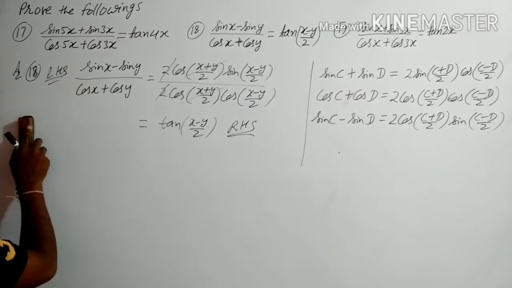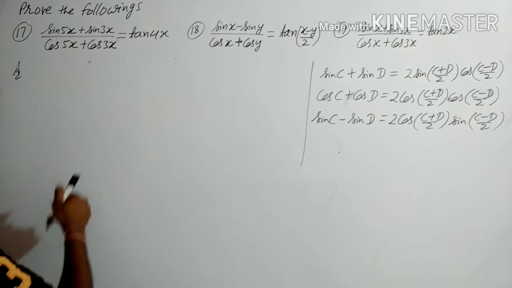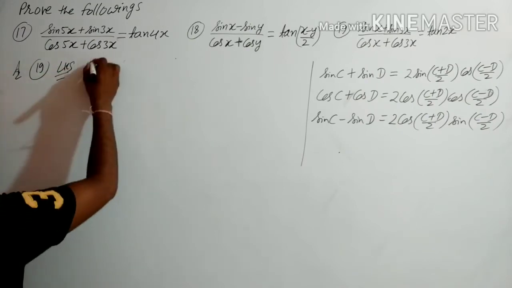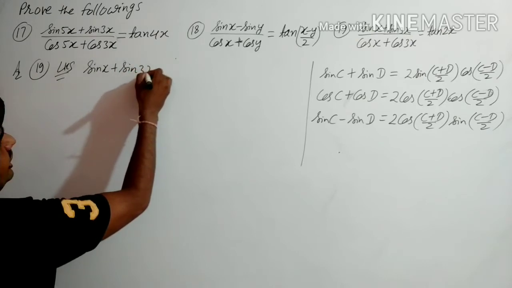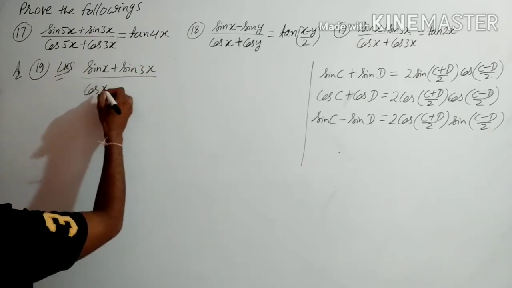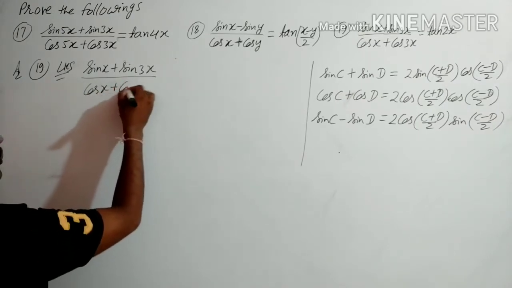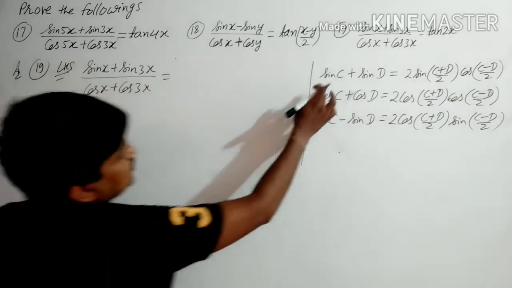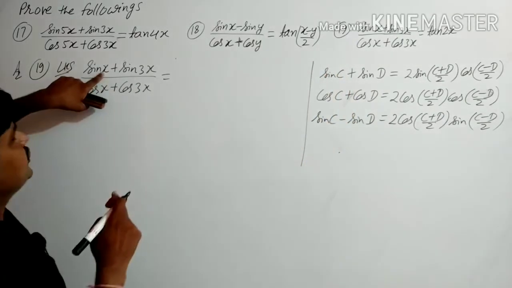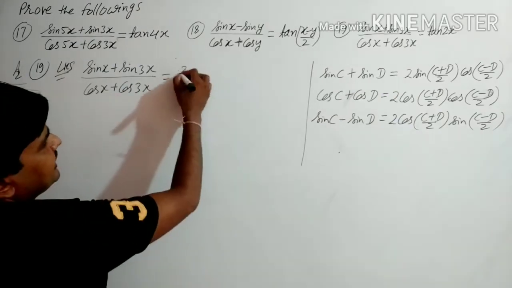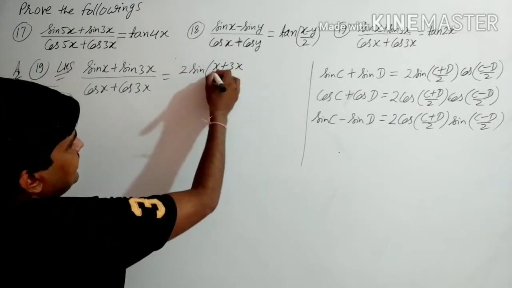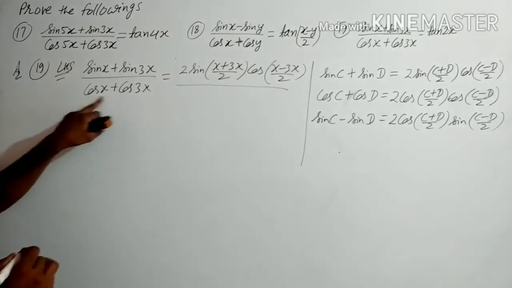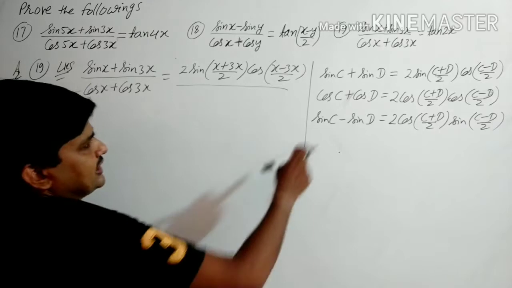Now for question number 19. We take LHS: (sin x + sin 3x) / (cos x + cos 3x). The numerator is the same as the first identity. If we apply the first one here, c is equal to x and d is equal to 3x. So it can be written as 2 sin((c+d)/2) cos((c-d)/2) upon cos c + cos d, which is the second identity.